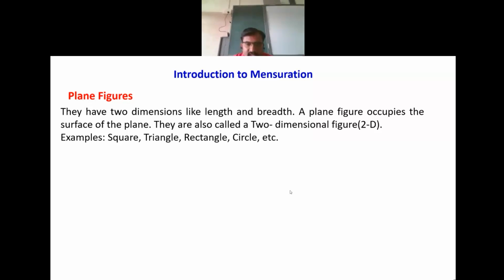If the radius of the circle is given as R units, what will be the area of the circle? Pi r squared. Perimeter of the circle, 2 pi r. This perimeter of the circle is also called the circumference of the circle.